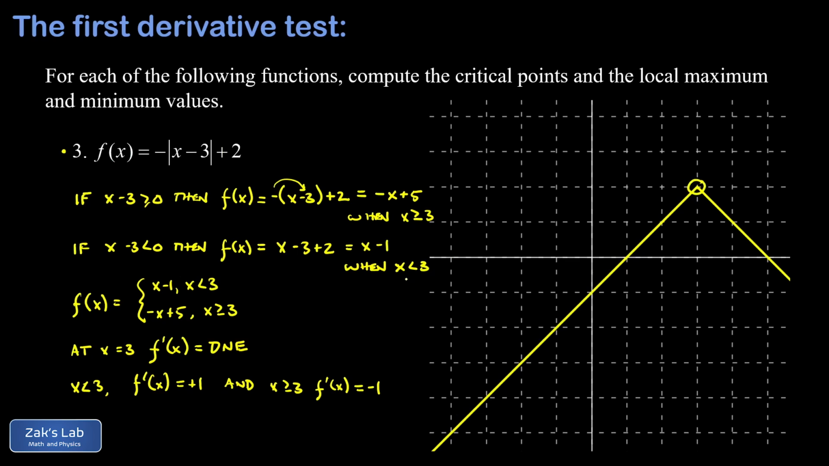The one thing I forgot to do before pulling in the graph was to find the local maximum value. So you would obtain that by just subbing in x equals 3 into the formula for f of x. So when I look at this rule, which counts for x greater than or equal to 3, I sub in a 3 to that, I get negative 3 plus 5. That's a vertical value of 2, which is the same thing I see in the graph.